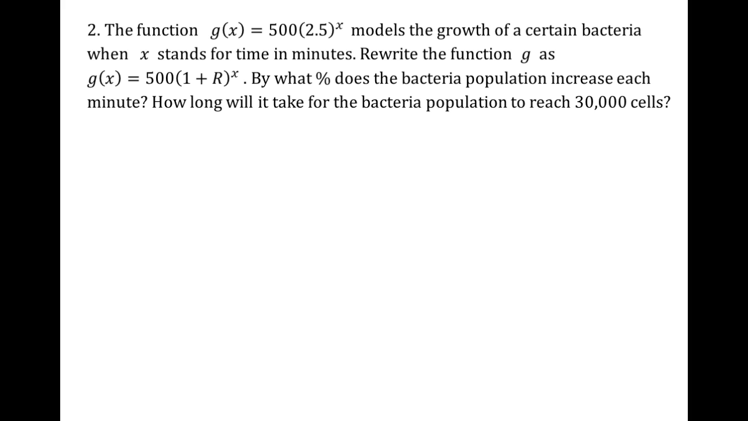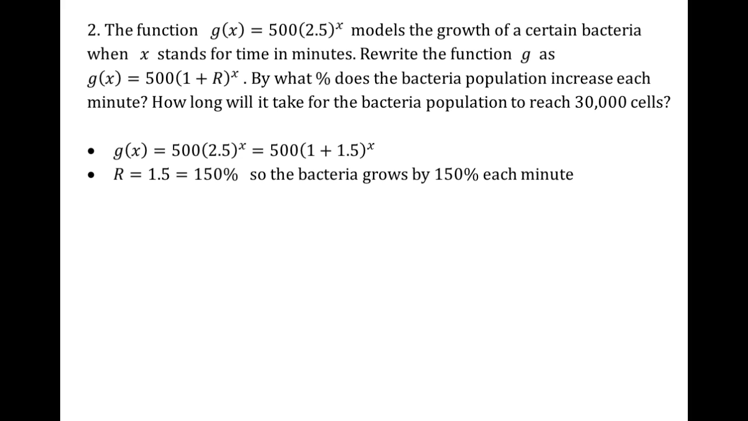What we want to do first is figure out by what percent the population increases each minute. So to do that, we want to do a similar thing to what we did in the last part of the first example. Rewrite the base as 1 plus a number. That 1 stands for 100%, and then you're either adding or subtracting off a certain percentage. In this case, r is 1.5. Converting that to a percentage by moving the decimal place 2 to the right, we get 150%. So the bacteria in this case is growing by 150% each minute.